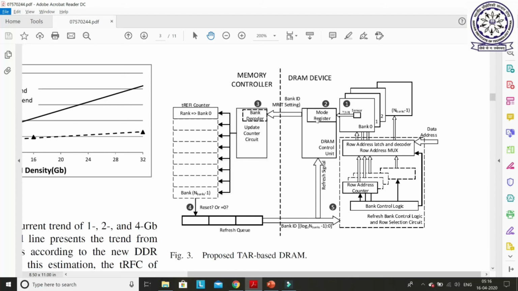For every bank, it will store here, and this temperature range as well as the corresponding bank ID will be supplied to this part, this memory controller, and this update counter circuit will ultimately write or change the refresh counter according to the temperature range. So how will they change the refresh counter?